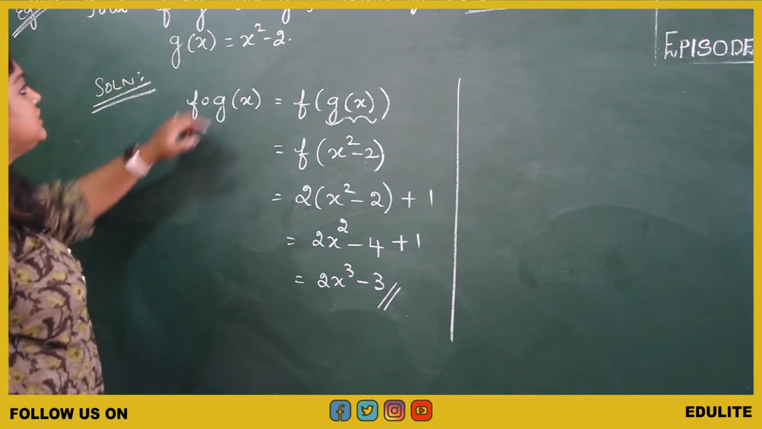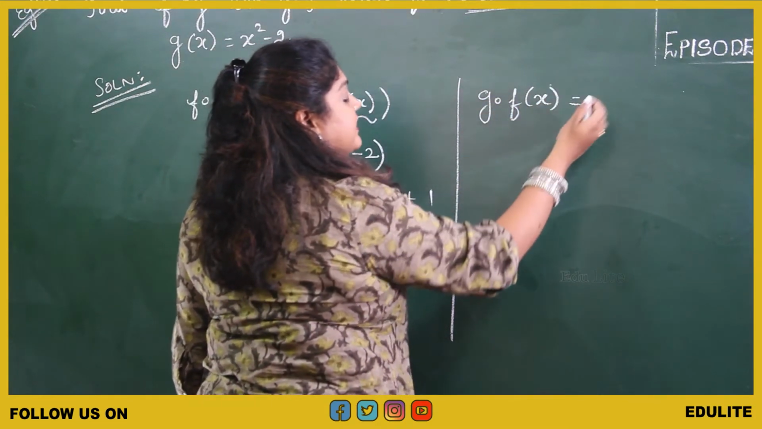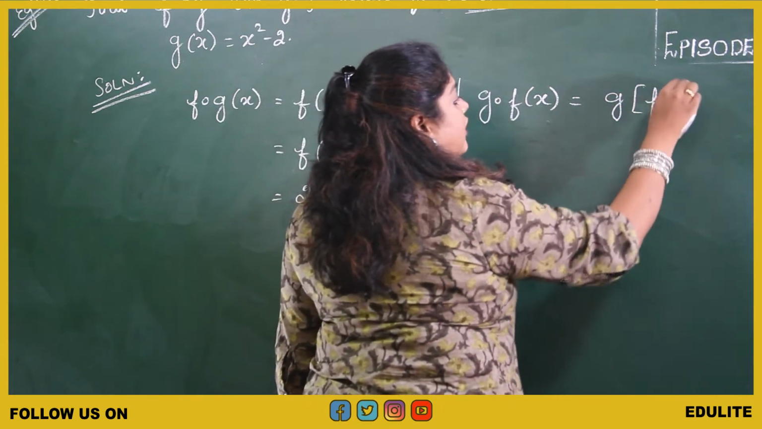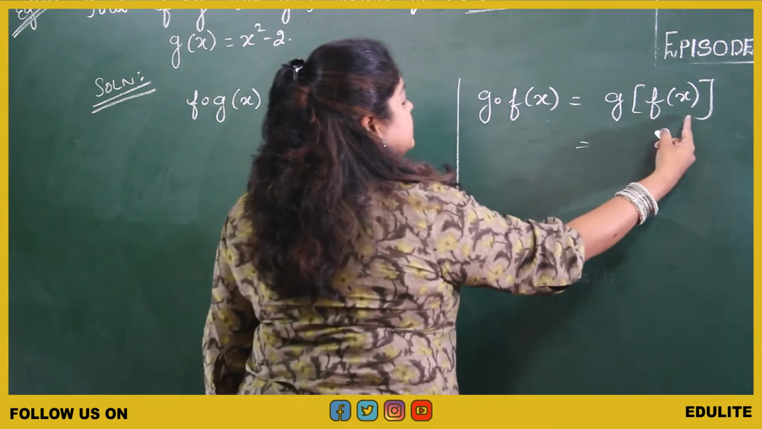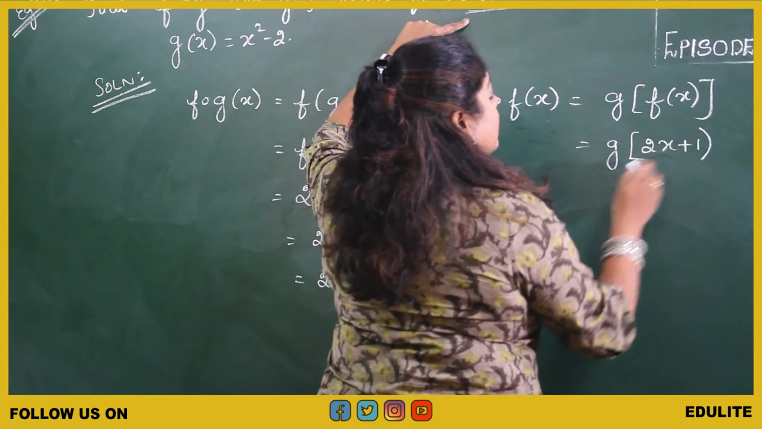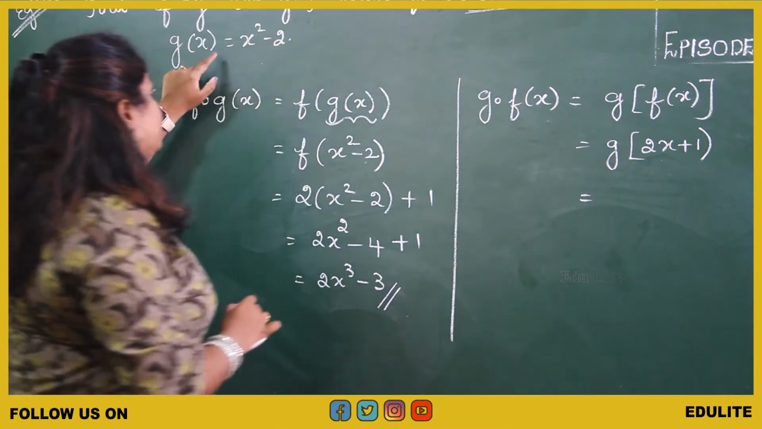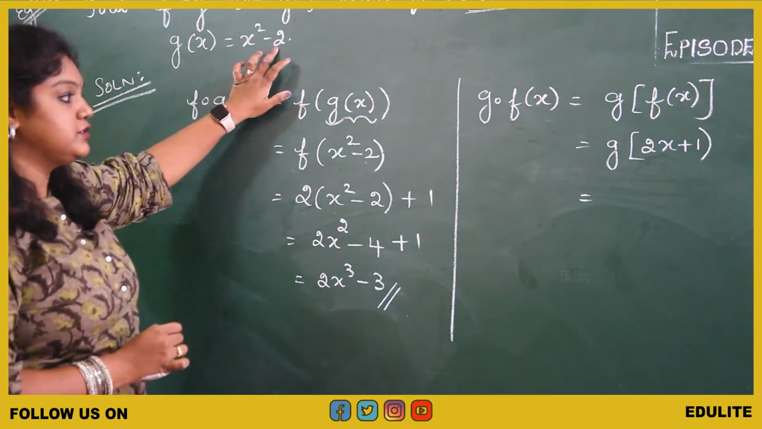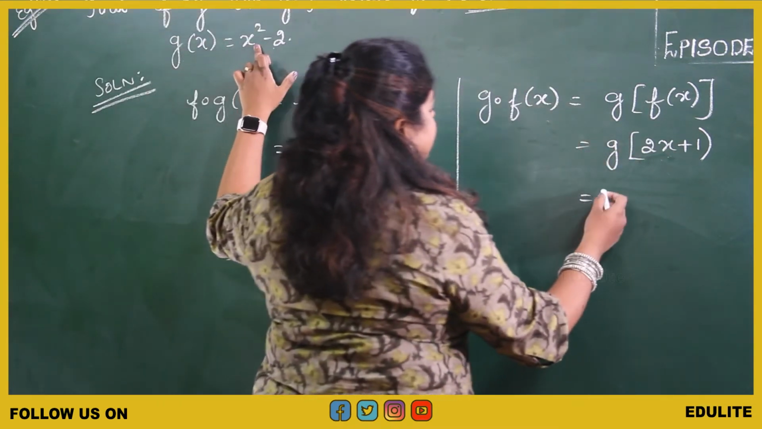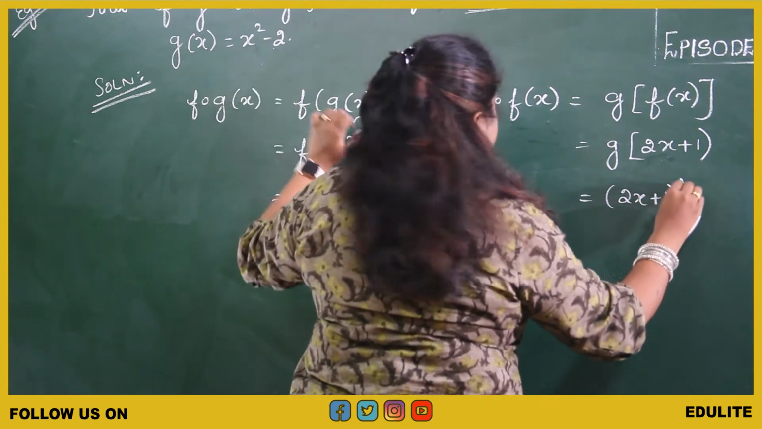Similarly, we can find g composite f. So if it is g composite f of x, we can write the relation according to the definition of a composition of function as g of f of x. So f of x is given as 2x plus 1. Now we have to use g of x for this relation. According to the question, g of x is given as x squared minus 2. Instead of x, we have 2x plus 1. So substituting 2x plus 1 in the place of x, it will become (2x plus 1) whole squared minus 2.